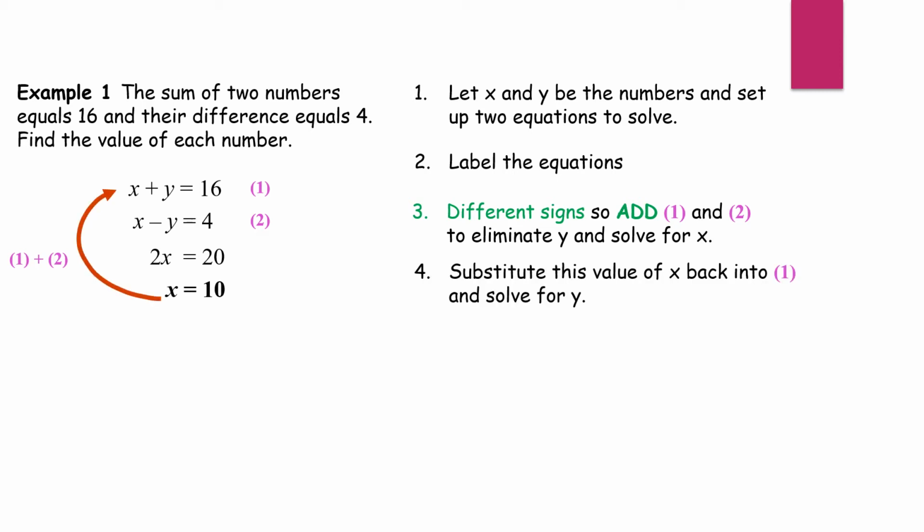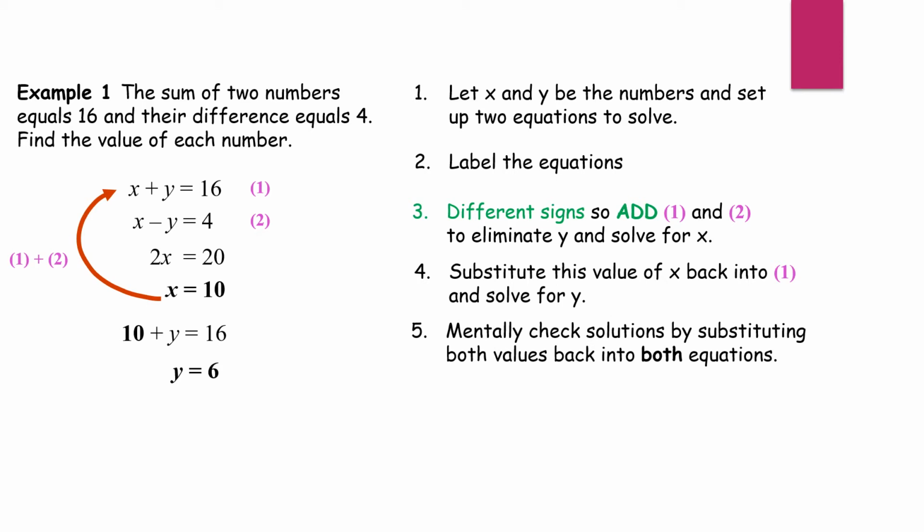Now, the next step is to substitute this value of x back into 1 and solve for y. So 1 was x plus y equals 16, so we're going to say 10 plus y equals 16. We're going to subtract 10 from both sides and get y equals 6. We're going to mentally check solutions by substituting both values back into both equations. So we get 10 plus 6 equals 16, which is true, and 10 take away 6 equals 4, which is also true. And then we need to write our solution: x equals 10 and y equals 6.